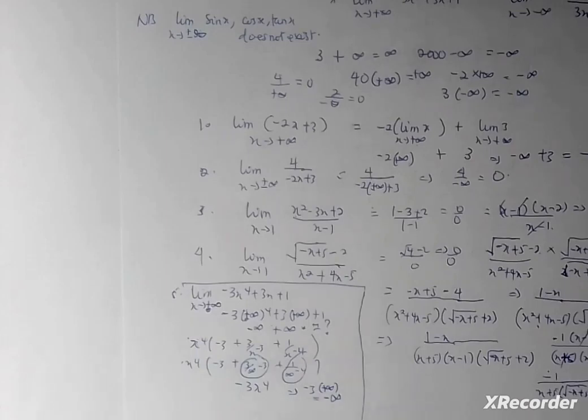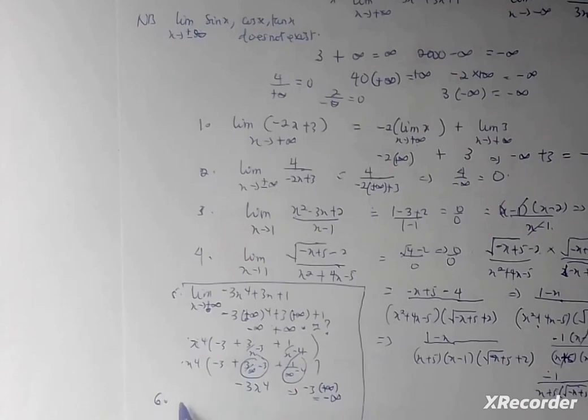Then you have to take notes. If you find the limit as x approaches infinity, whether positive or negative, of any trig function, it doesn't exist. Take note. The limit as x approaches infinity of cos x, sin x, tan x doesn't exist. Take note. Then let's see if I can solve another example, number 6.